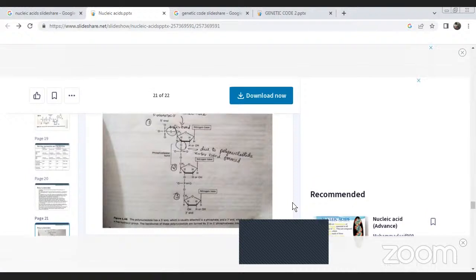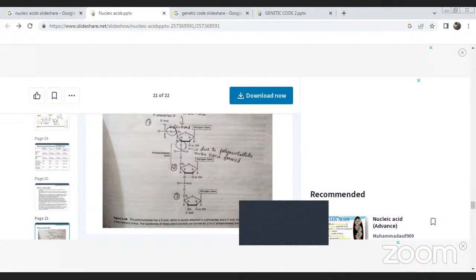Among the pyrimidines, cytosine and thymine occur in DNA. Instead of thymine, uracil is present in RNA. RNA is mostly single stranded, though in some exceptional cases double-stranded RNA is also seen.